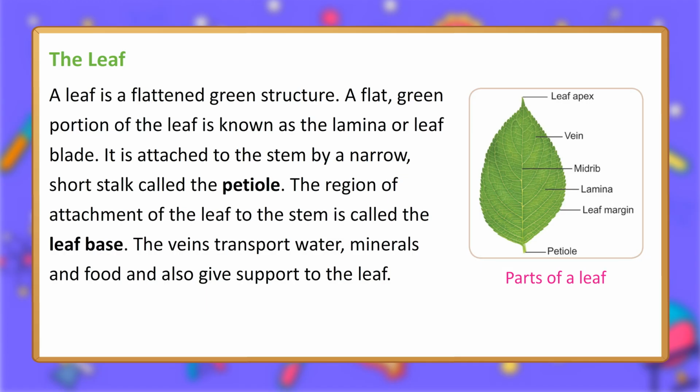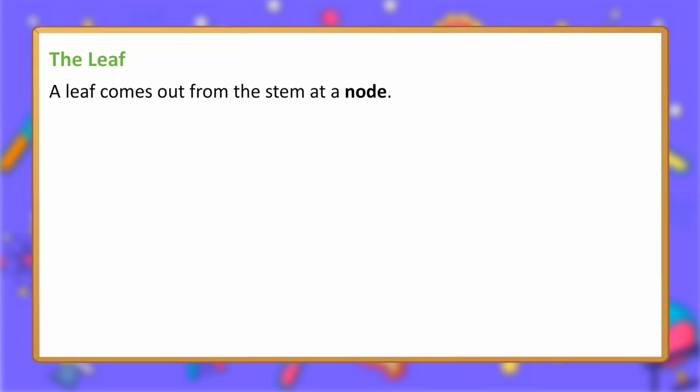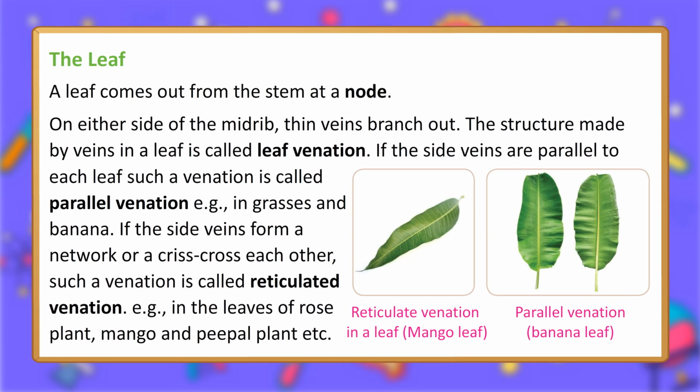Parts of a leaf. Leaf apex. Vein. Midrib. Lamina. Leaf margin. Petiole. A leaf comes out from the stem at a node. On either side of the midrib, thin veins branch out. The structure made by veins in a leaf is called leaf venation.